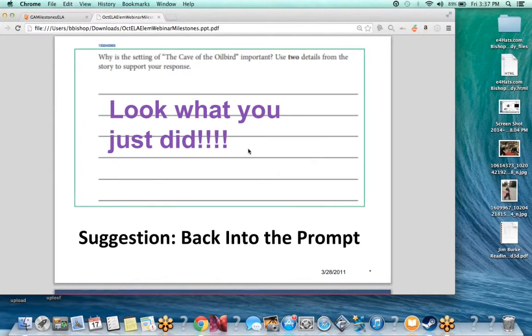One suggestion that I think works well for helping kids get to these kinds of responses is to withhold the actual question for a while. This is just a suggestion, but I wouldn't show them this screen or this question, why is the setting of the Cave of the Oil Bird important, and use two details from the story to support your response.